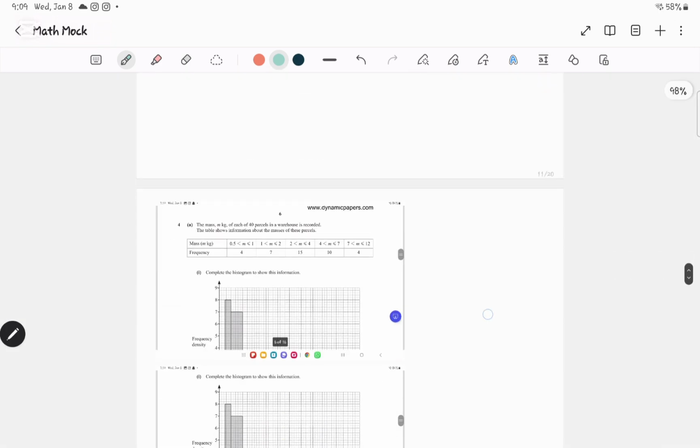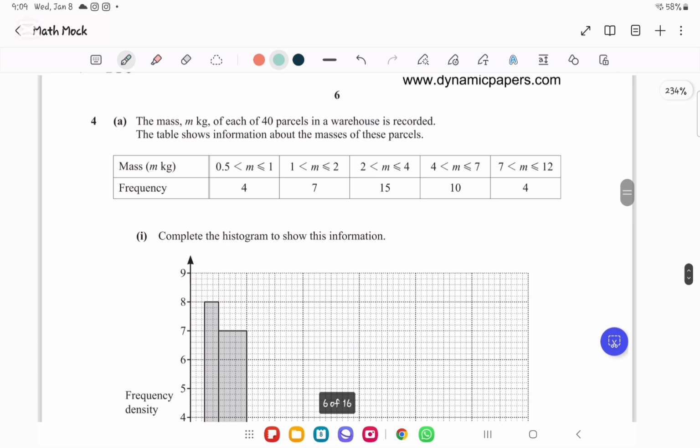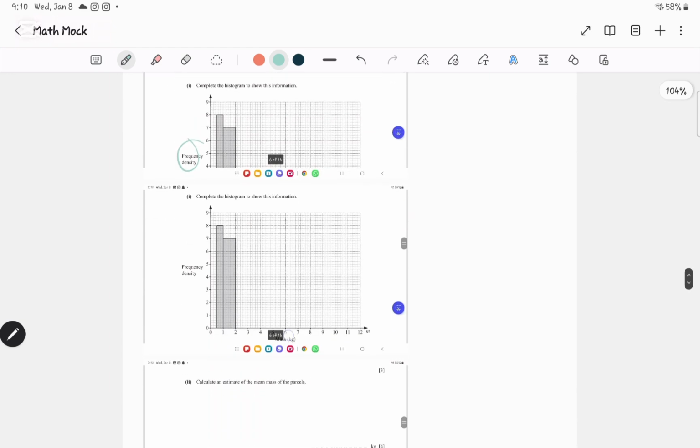Moving on to the next one, which is number 4. The mass m kg of each of 40 parcels in a warehouse is recorded. The table shows information about the masses of these parcels. We need to find the frequency density based on the mass.